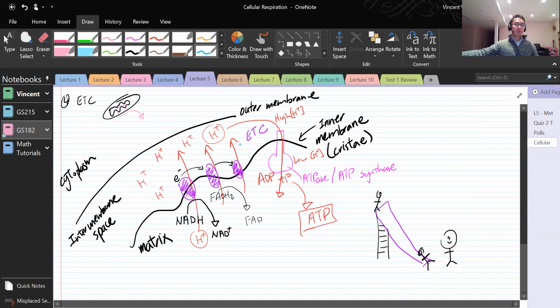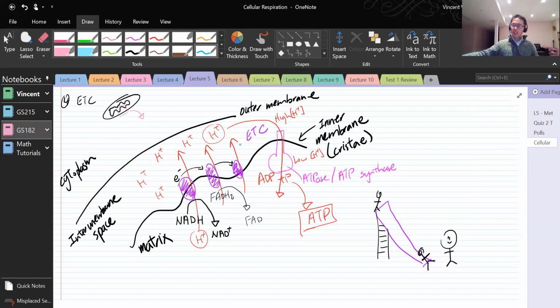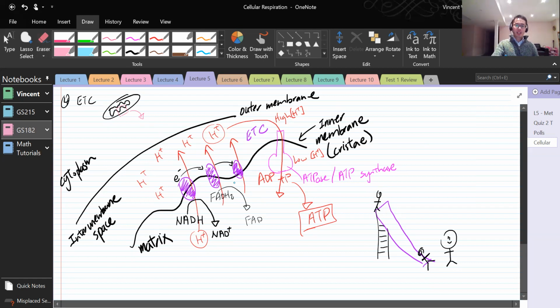Anybody? You guys still with me? Yes, the oxygen must come. So the oxygen is the final electron acceptor. The O2 will come, it will pick up the electron, and it will get converted into water. So that's the final electron acceptor.